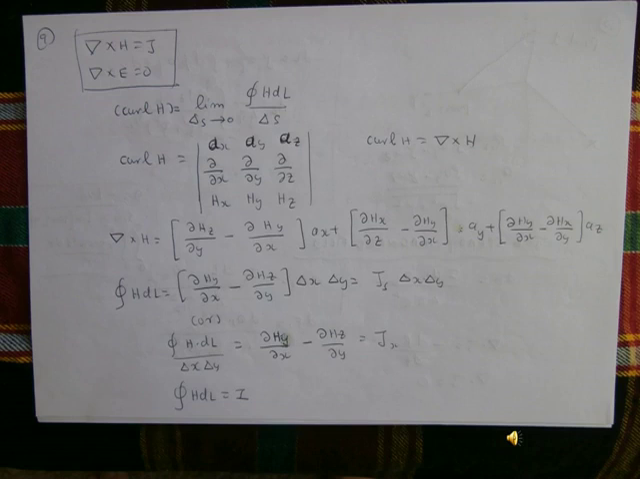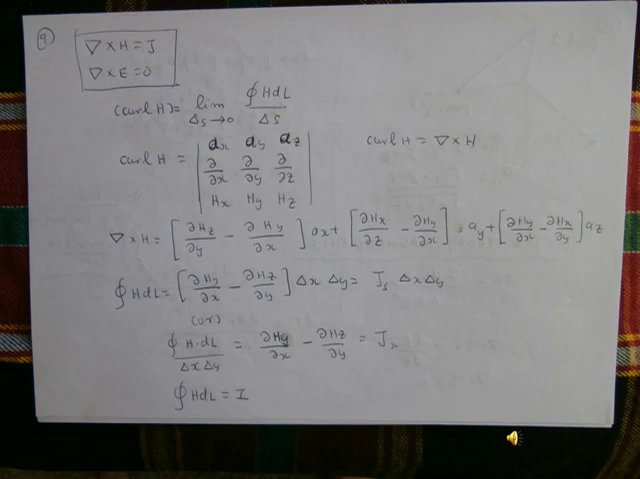Curl H is equal to the determinant whose first row is ax, ay, az. Second row is del by del x, del by del y, del by del z. Third row is Hx, Hy and Hz. In this case, curl H is equal to the cross product of del and H. So therefore, the curl of H can be calculated. So we solve the curl H determinant.